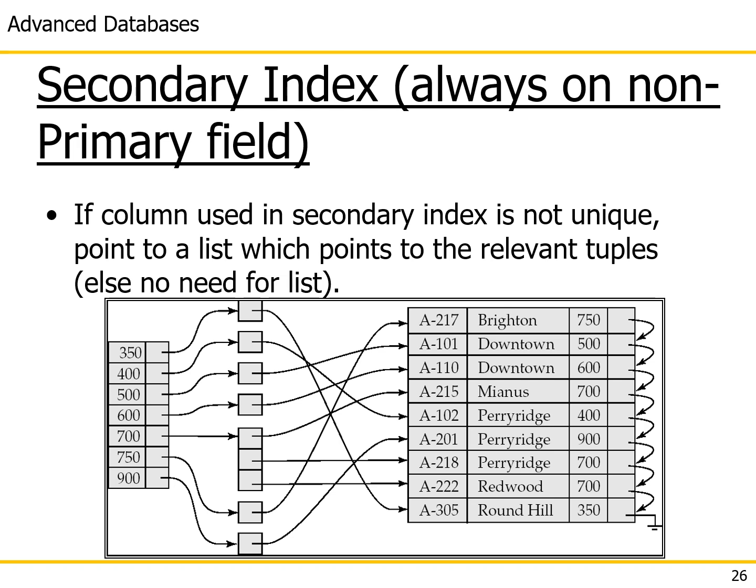If you get too upset with the abuse of space here, because we had 3 700s, you could do what is showing up here in this figure, where I make the 700 point to a linked list of references that tells me where the rows that have the 700 are. So as you see, I have one where it says A-215 Mianus 700, and the second one where it says A-218 Perry Ridge 700, and the third one where it says A-222 Redwood 700.